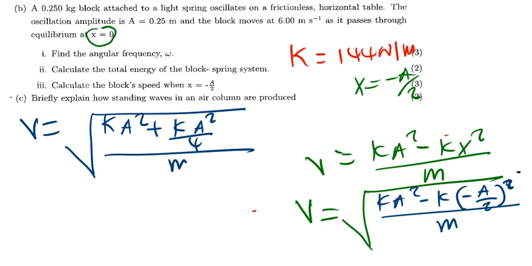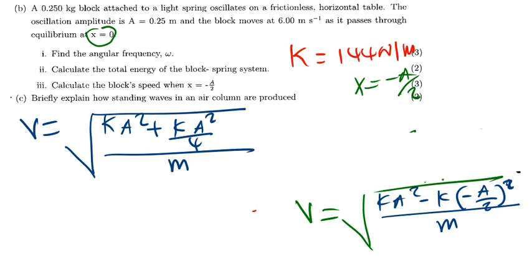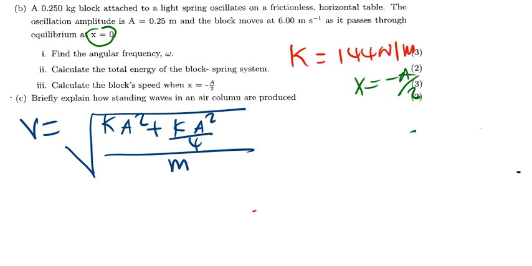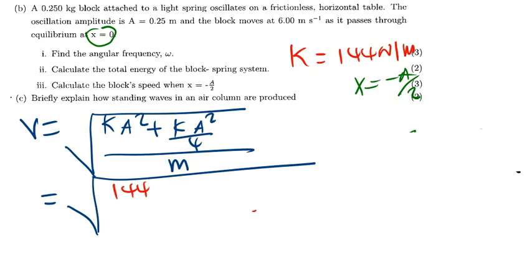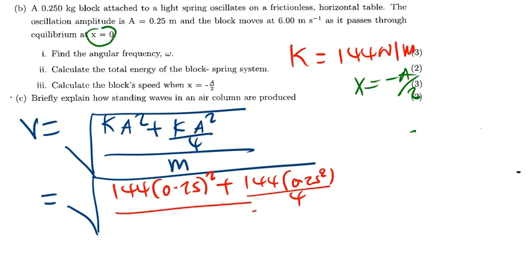Let's try to plug in the values. So we have the K value as 144. The A value is 0.25. Plus the K 144 times A squared, so this has to be squared: 0.25 squared. Then divide this by 4. Again, everything divided by the mass. The mass is 0.250.